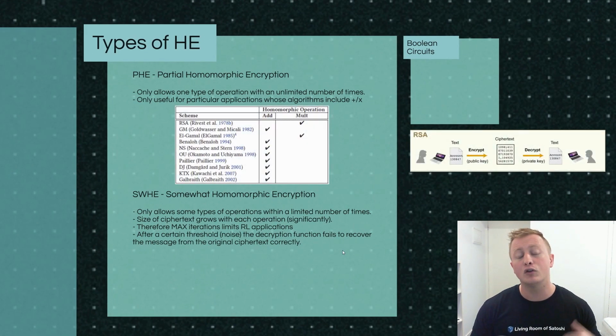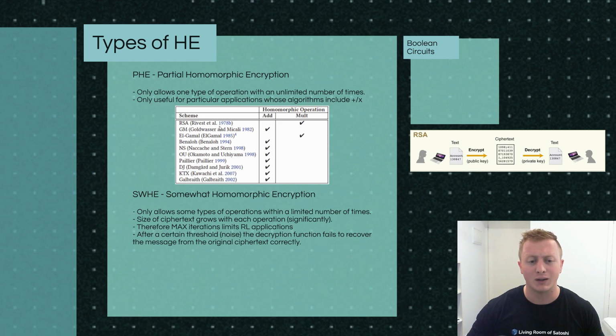So, let's have a look at partial homomorphic encryption. What it allows is one type of operation with an unlimited number of tries. So you can add ciphertext together, but you can't multiply. So it's only useful for particular applications whose algorithms include either addition or multiplication. And as you can see here on the screen, RSA here was the first, and then we've had many that have come afterwards showing what homomorphic operation they can do.